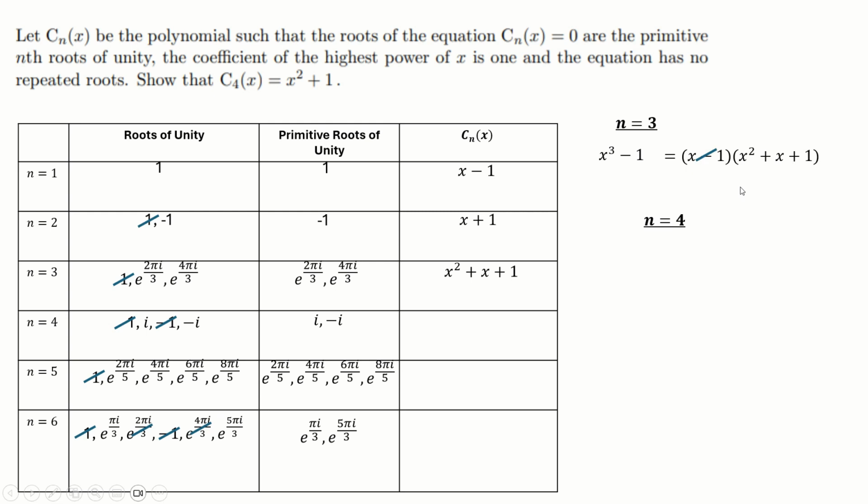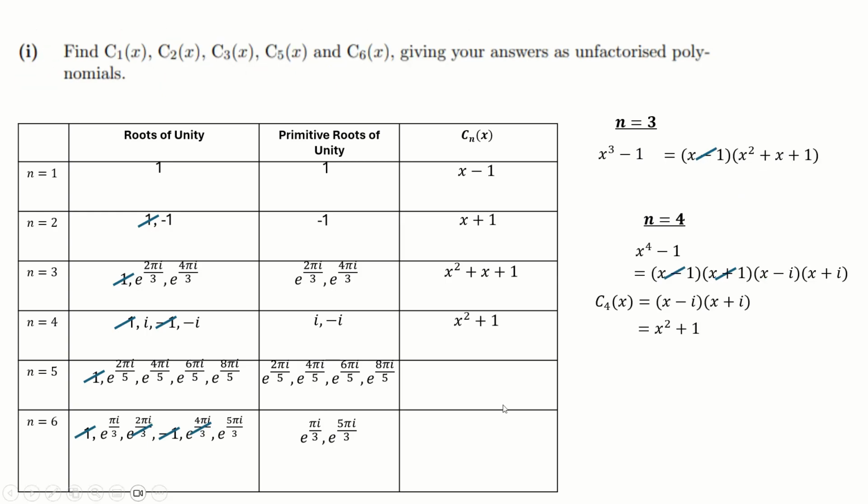Likewise, for n equals 4, you could do the same thing. Of course, this is a difference of two squares, but you could also have just, like I said, spotted that it's just going to be the expansion of x minus 1 into x plus 1, which is x squared plus 1. For n equals 5, same kind of thing as n equals 3, right? Same kind of thing here.